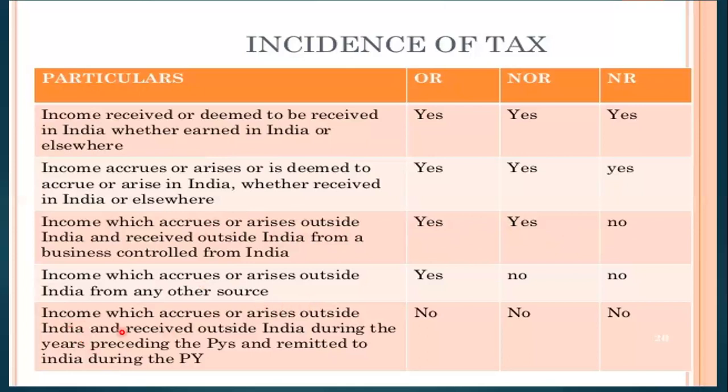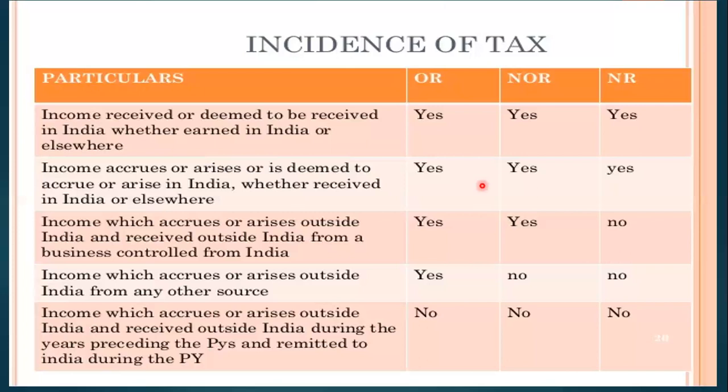Number 5, income which accrues or arises outside India and is received outside India during the years preceding the previous year and remitted to India during the previous year. Means if you earn outside India before the previous year, and you remit that money to India in the previous year, then that income will not be taxable for anyone. It is tax free. Okay.